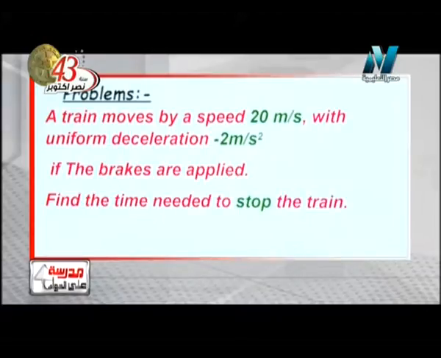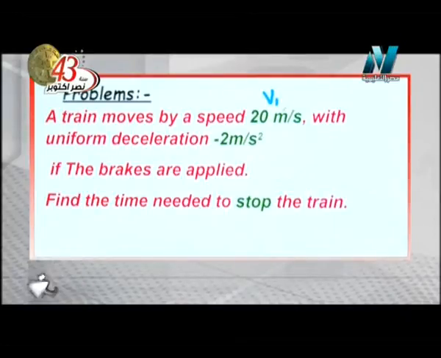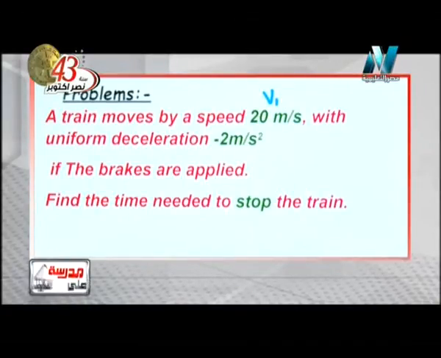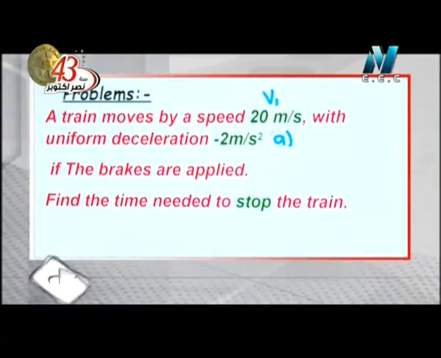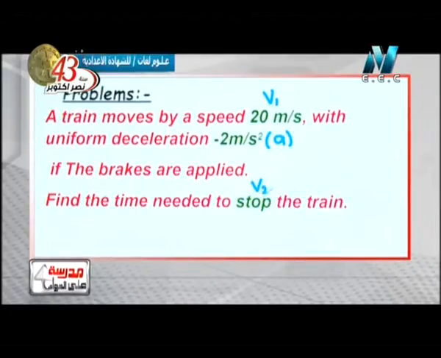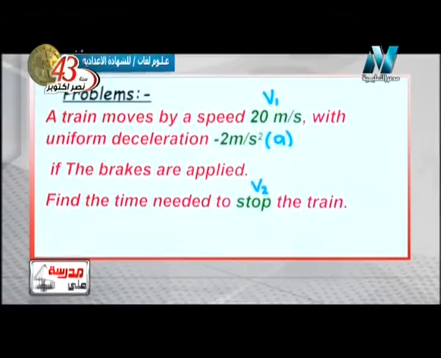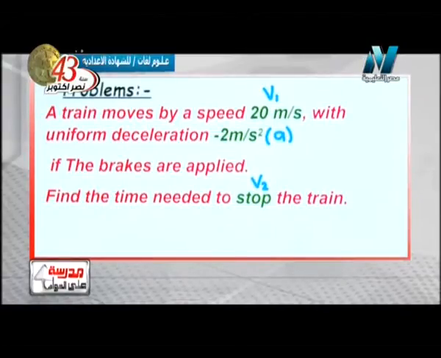So here we have two speeds, as we studied before, V1 and V2. The train moves by a speed of 20 meter per second, V1, with uniform deceleration as negative 2 meter per second power 2. We have here acceleration, as we studied before, and its measuring unit is meter per second power 2. If the brakes are applied, find the time needed to stop, and we know here V2 equals 0 to stop the train. So how can we calculate the time needed here? By using the magic triangle.